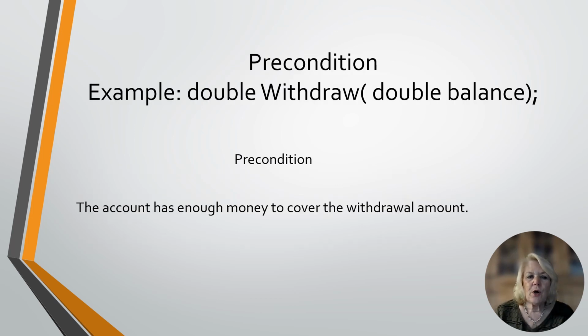This function is called withdraw, and it returns a double, and it has a double as an argument. So when you get more sophisticated in programming, you need to think about preconditions. Before you'd call the withdraw function, you would want to make sure that the user had enough money to cover the amount that he'd like to withdraw. That's known as a precondition.